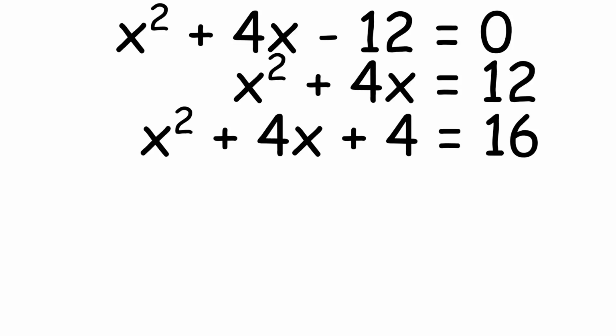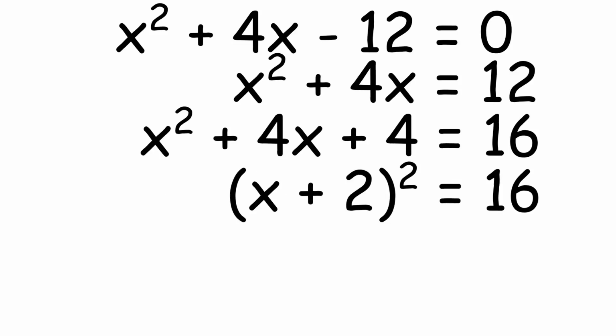Well, remember that you can factor a perfect square using the formula a plus b all squared is equal to a squared plus b squared plus 2ab. We already have our a term, it's x, and we already have our 2ab term, it's 4x. So our b term must be half of 4, so 2, which when squared is 4. And by adding 4, we've completed the square, and now we can factor the perfect square like this.